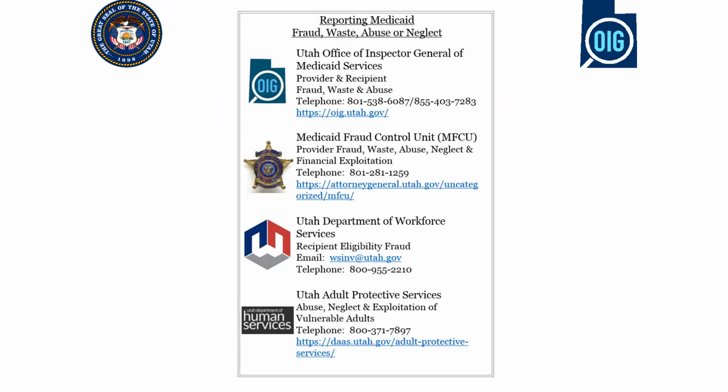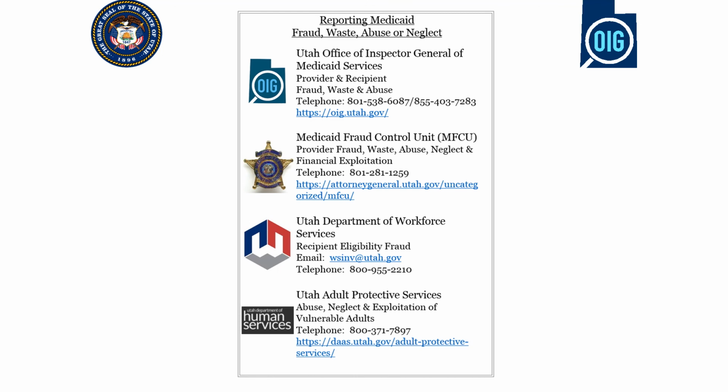OIG partners closely with these agencies. We work very closely with the Medicaid Fraud Control Unit, or MFCU, when there are credible allegations of fraud. If fraud is suspected, we refer the case to MFCU. MFCU also receives allegations of criminal abuse, neglect, and financial exploitation when Medicaid recipients are involved.